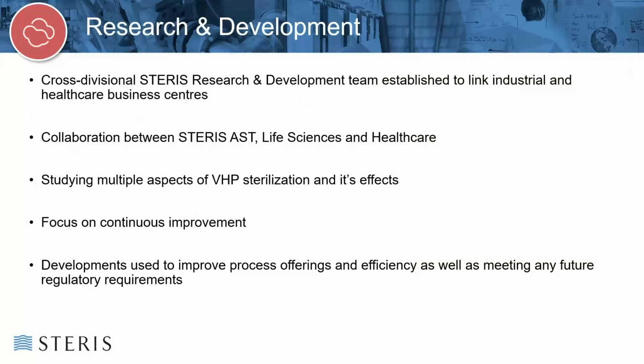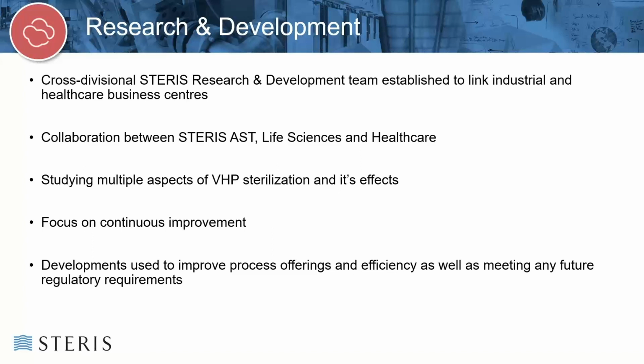Finally, then, just around the research and development that's being done with VHP at the moment. STERIS has actually established a cross-divisional R&D team to link our industrial and healthcare business centres, which involves then a lot of collaboration between our STERIS AST, life sciences and healthcare divisions. As all three divisions are using VHP regularly, we're working together to develop VHP in all its processes. So between ourselves, we're studying multiple different aspects of VHP sterilization, as well as its effects on products and materials. And all of this is focused then on continuous improvement of the process.